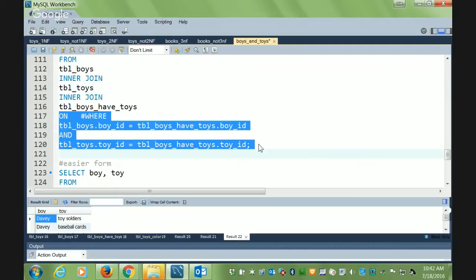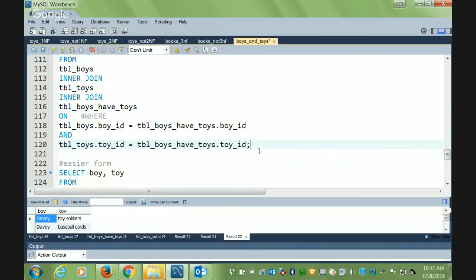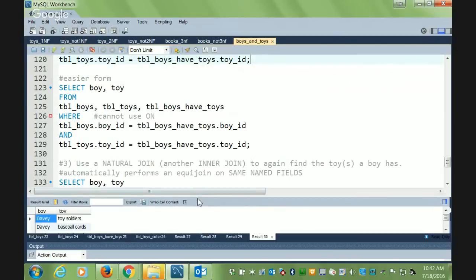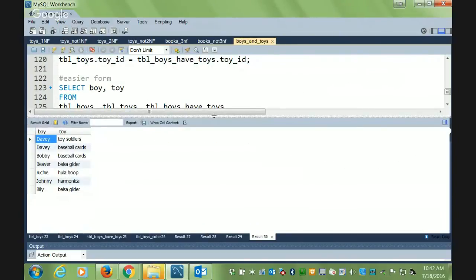So if you have an equi-join and the fields have the same name, then you can save yourself time by just saying the word natural join. You don't have to put the conditions, but the rule is names are same. And remember, that's not the rule generally. You don't have to have same names. So maybe you can't use natural join if the fields are not named the same. If they are named the same, you save yourself some typing. This will also give you the same answer. Same answer.